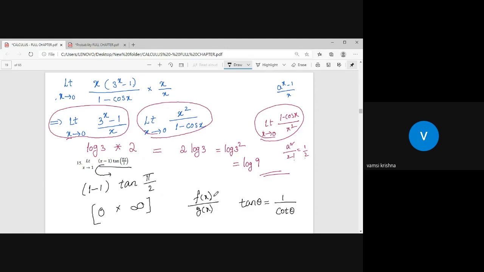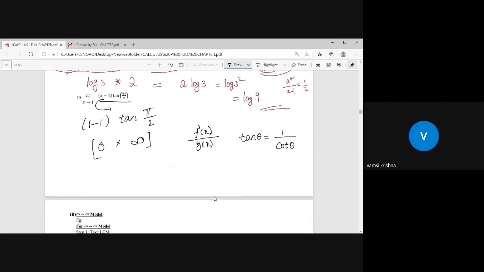The answer to that question is 2 by pi, you will get. So you try that question yourself, and in the next class I will discuss some more models like infinity minus infinity, such models. And if you have any doubt, please ask, students. I'm waiting for your doubts. Whatever questions we discussed now, or any other questions, if you have, please ask me.